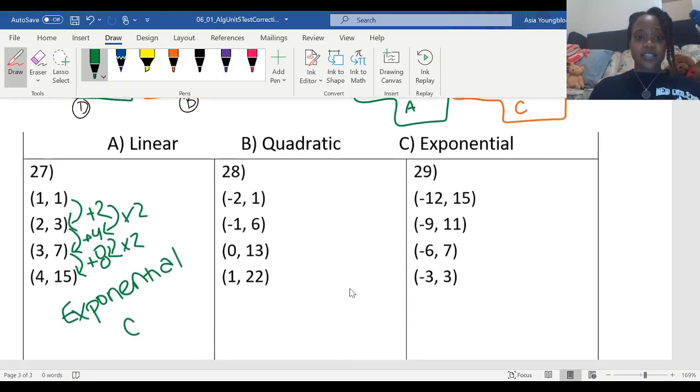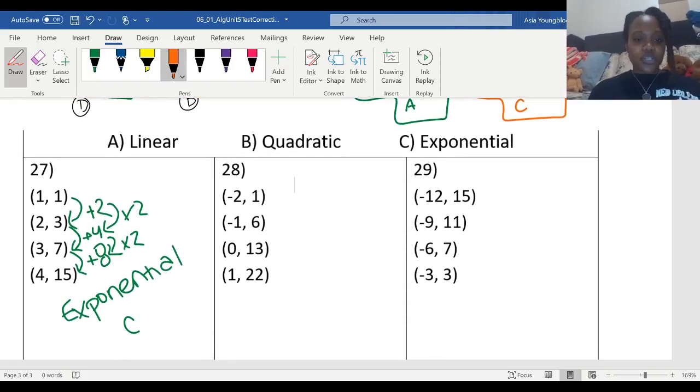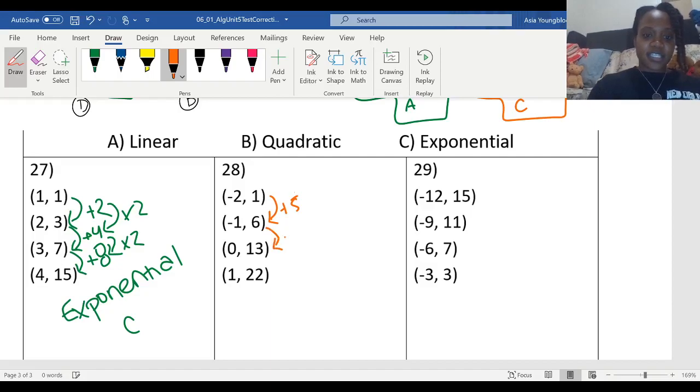Number 28, we see these are also increasing. So 1 plus 5 gets us 6. 6 plus 7 gets us 13. 13 plus 9 gets us 22. Again, we see that these numbers aren't exactly the same in the first change, so it's automatically not linear. In order for us to prove that it's quadratic, we have to look at the second change. For the second change, we see that these numbers are increasing with addition.